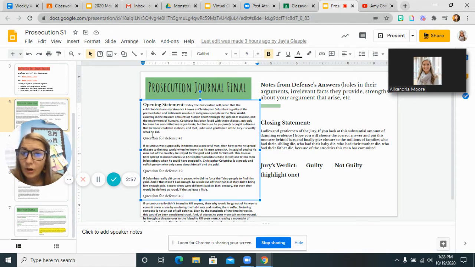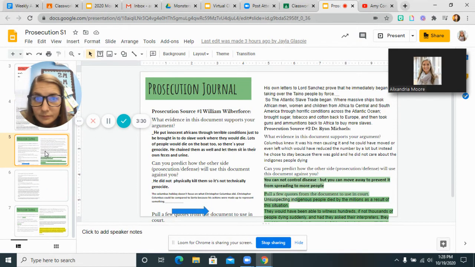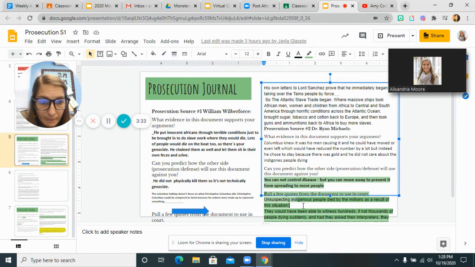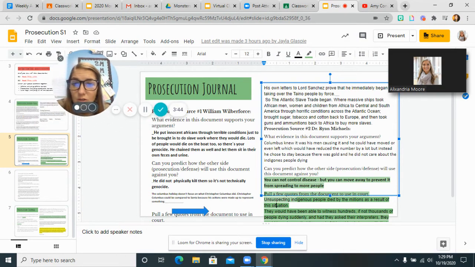But overall, in your opening statement, you're outlining your case, who is involved, what crimes they are, and you're outlining your reasons. In your reasons, you can pick the three best sources that you have and then note, say, we have an eyewitness that said that Christopher Columbus was writing letters about the enslavement system, or this person, the doctor, we have a witness. He said, according to Dr. Brian Michaels, unsuspecting indigenous people died in millions as a result of this situation. So you have a doctor quoting that Christopher Columbus is at fault.